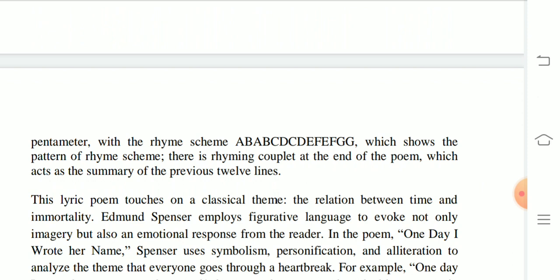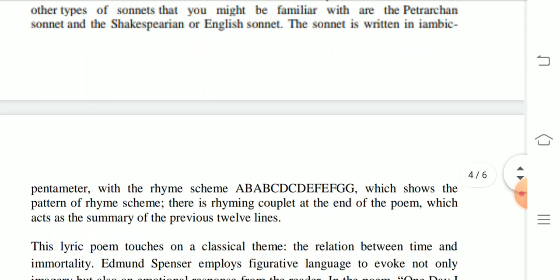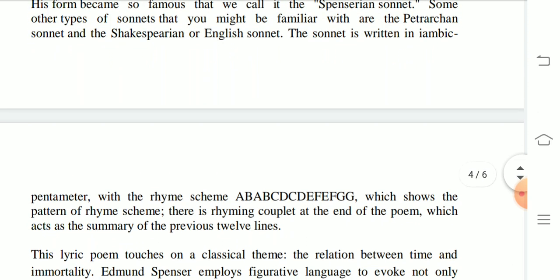previous 12 lines. Okay, here I would like to tell you that the Petrarchan sonnet follows the rhyme scheme of ABBA, ABBA, CDE, CDE. Then we come to the Shakespearean sonnet. It follows the pattern of AB, AB, CD, CD, EF, EF and GG. But there is a change in the Spenserian sonnet. It follows the rhyme scheme A, B, A, B, B, C, B, C, C, D, C, D, and E, E.